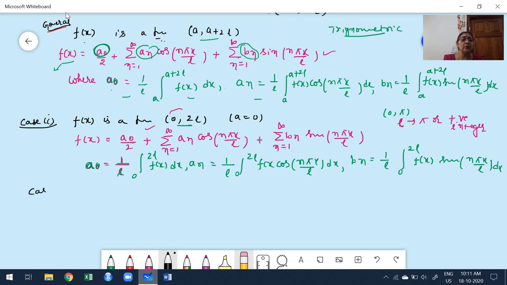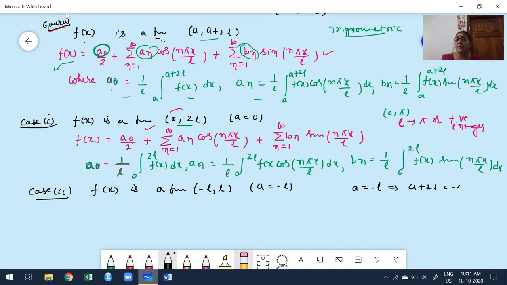Case 2. Is this also a particular case of the general one? F of x is a function over the interval minus L to plus L. That means the value of a is minus L. A is equal to minus L, that implies a plus 2L is what actually? Minus L plus 2L, we get L. Therefore, what's the interval? Minus L to L.